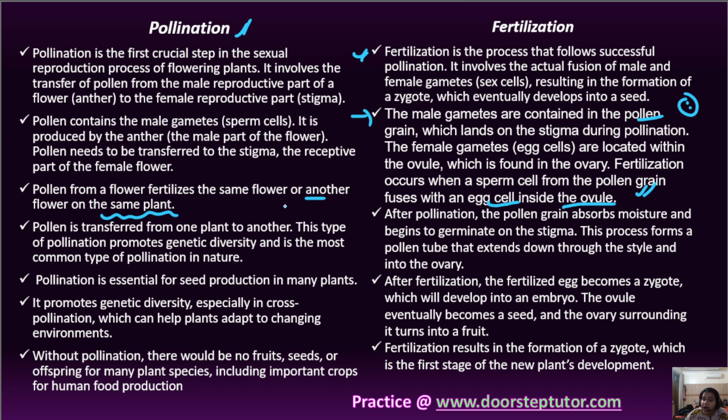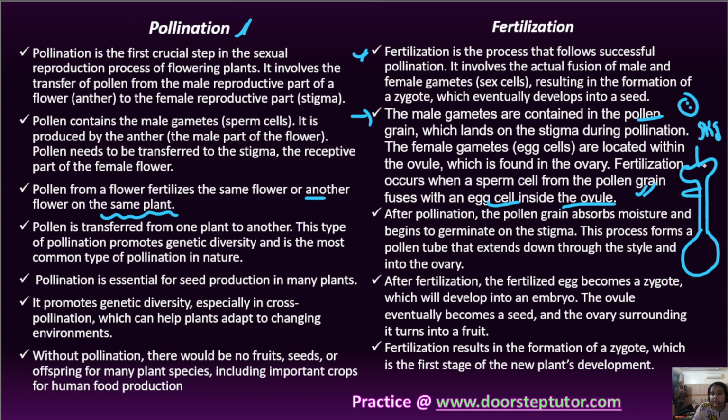So in this one, once the pollination is done, what will happen after that? The pollen grains will absorb some moisture and germinate on the stigma, and they will produce a pollen tube which will extend through the style part. Suppose this one is the stigma part, this one is the style part, and this one is the ovary part.